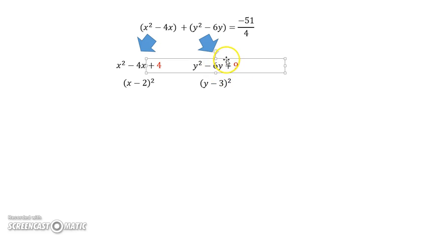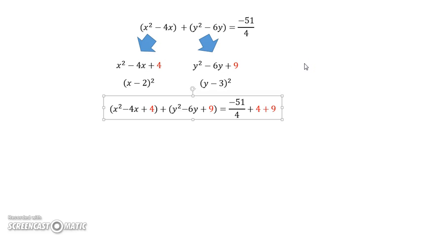So what I'm going to need to do to both sides of this equation in order to complete the squares is add this 4 and add this 9, or add 13 to both sides, because remember, when I do an action to one side of an equation, I have to do the same action to the other side of the equation. Otherwise, I'm not remaining consistent and I'm changing the actual equation into something different.